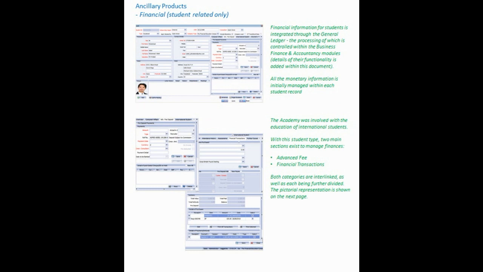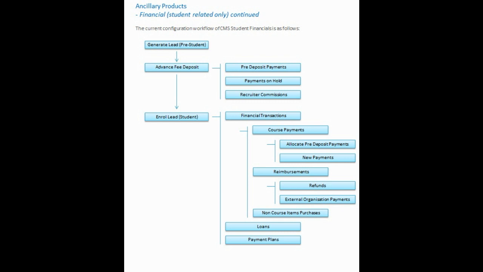The financial information for students is integrated through the general ledger, the processing of which is controlled within the business finance and accountancy modules. All the monetary information is initially managed within each student record. The Academy was involved with the education of international students. With this student type, two main sections exist to manage finances, an advance fee and financial transactions in general. Both categories are interlinked as well as being further divided. A pictorial representation shows the current configuration workflow of CMS Student Financials.